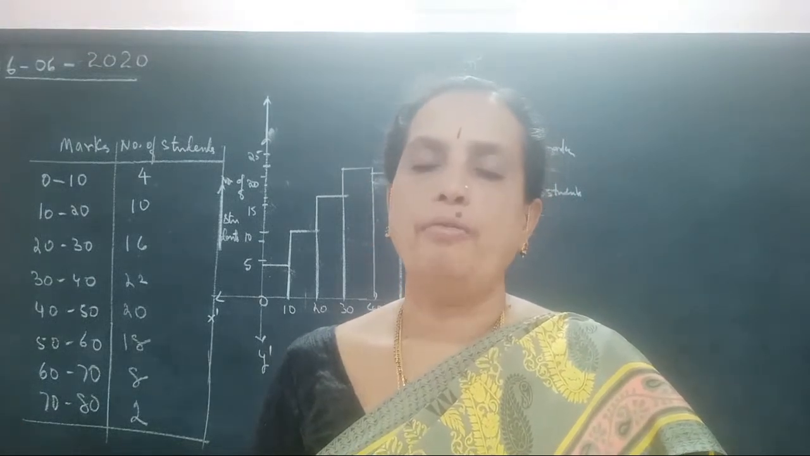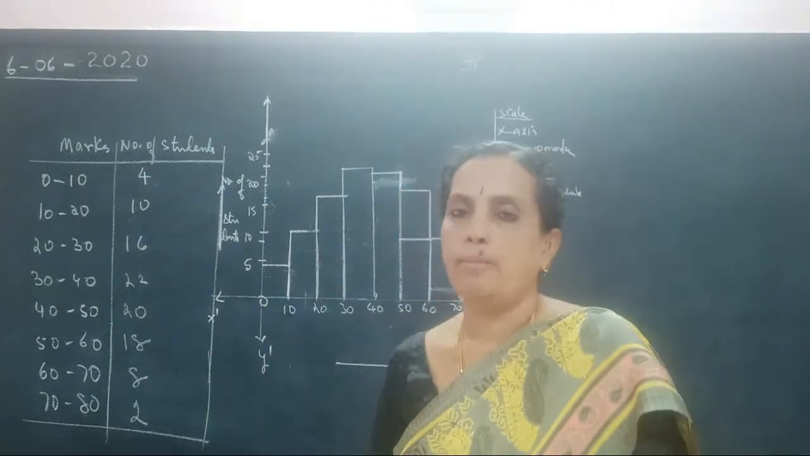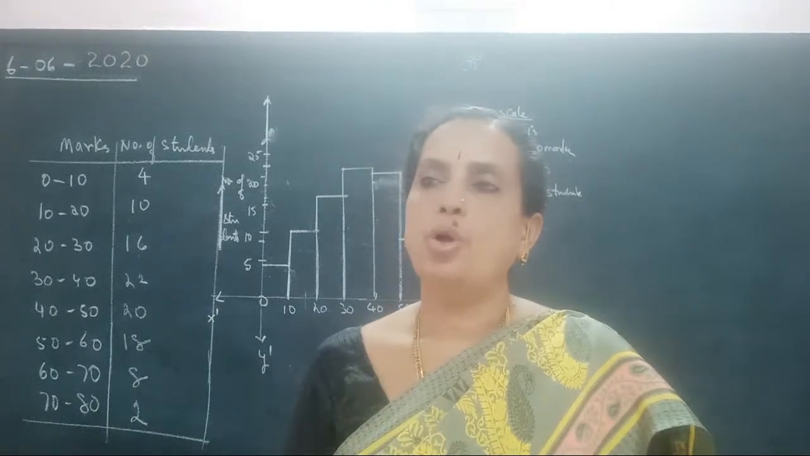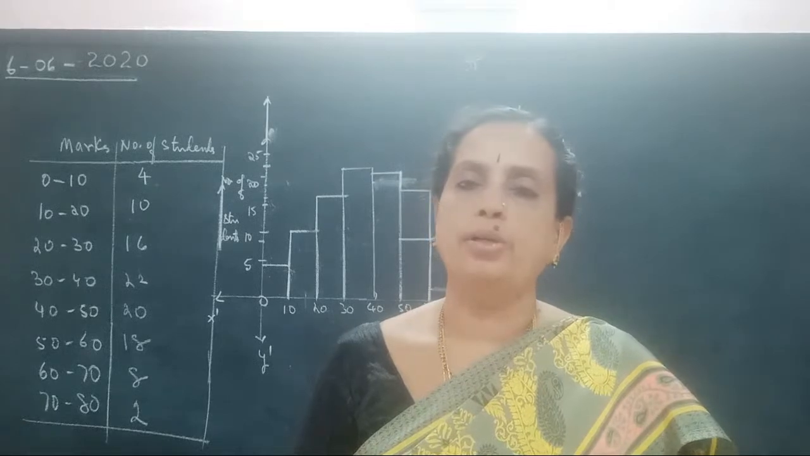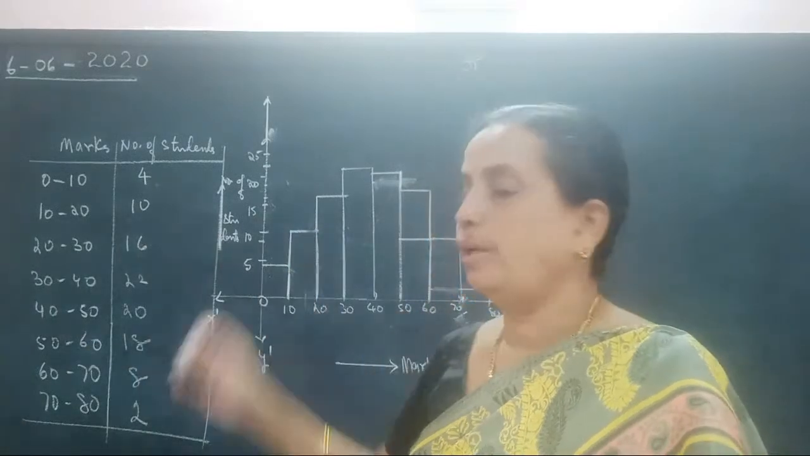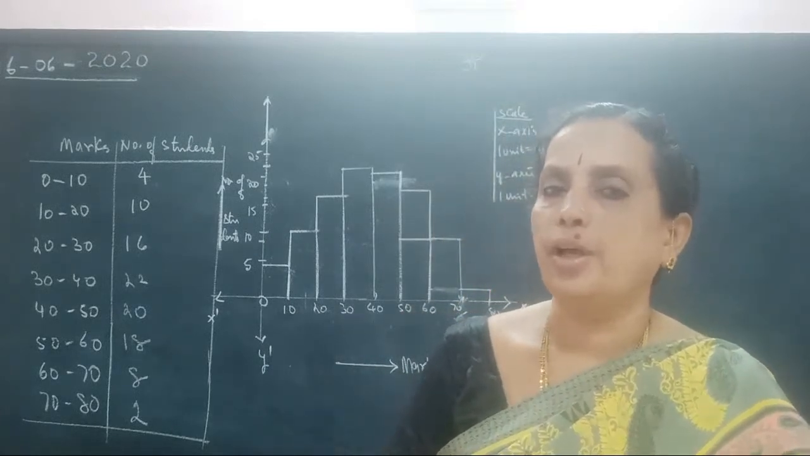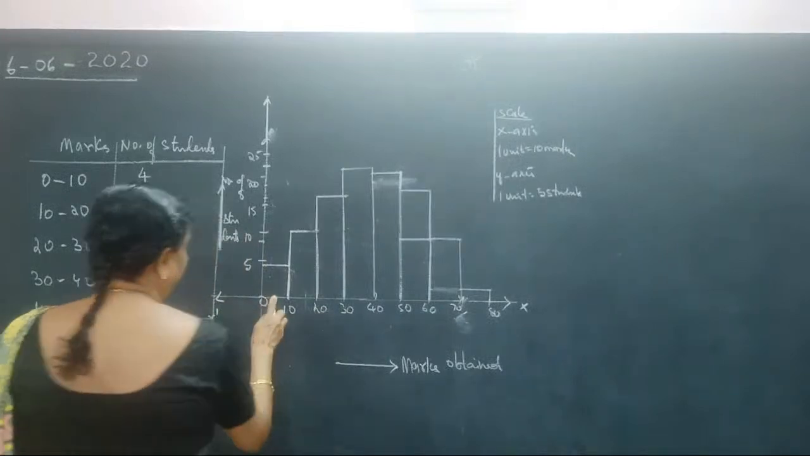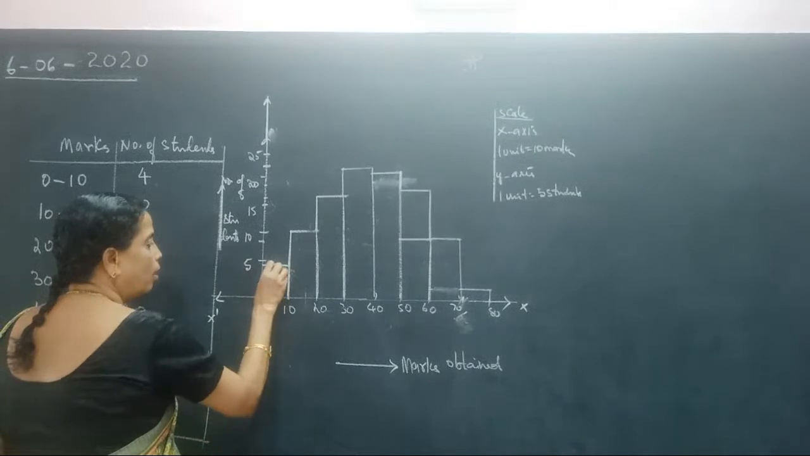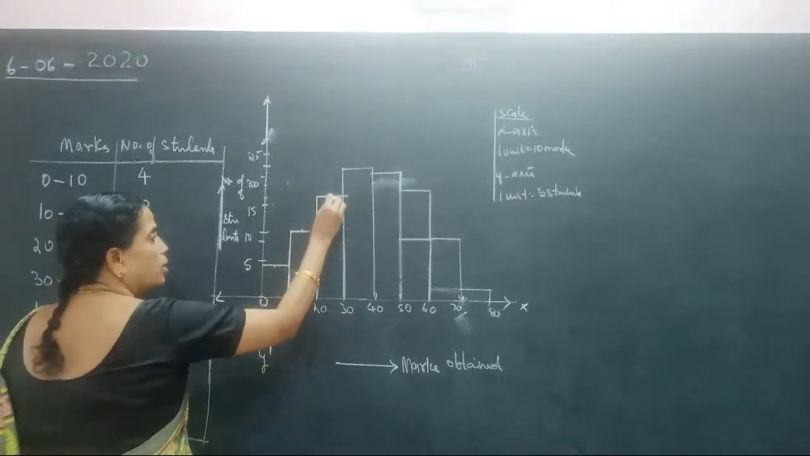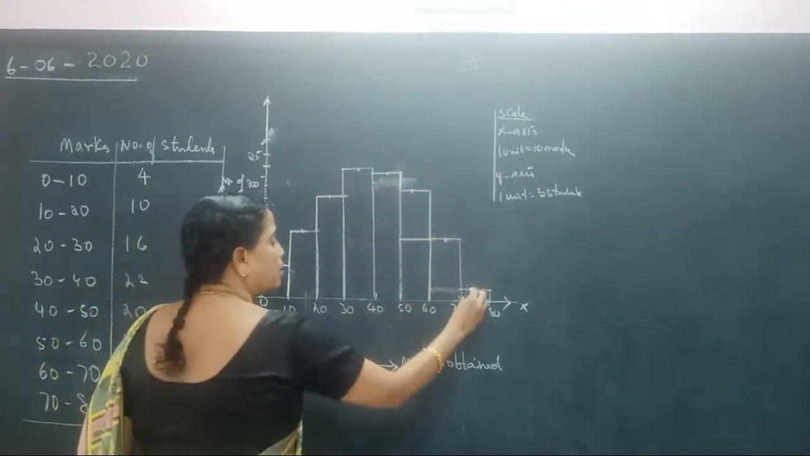Here we can draw a frequency polygon in two ways, that is using a histogram or only joining the midpoints of the class intervals. Now, we have already done the histogram. Mark the midpoint of each rectangular block. These are all the midpoints. Just mark the midpoints like this.